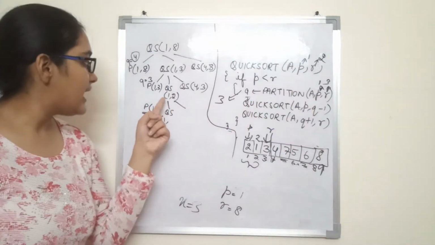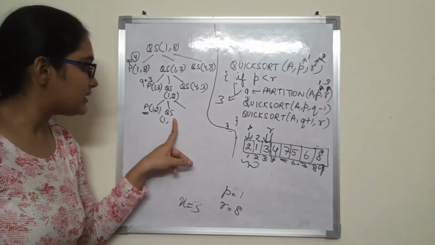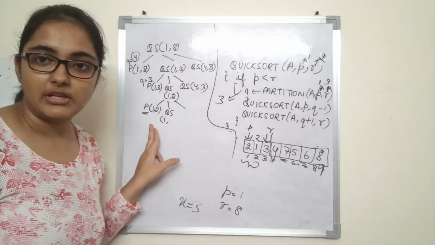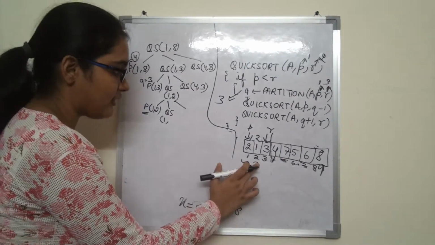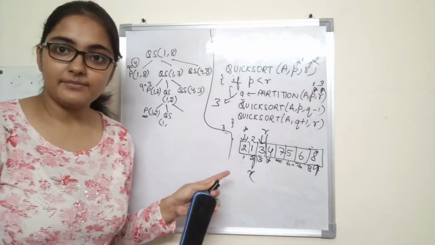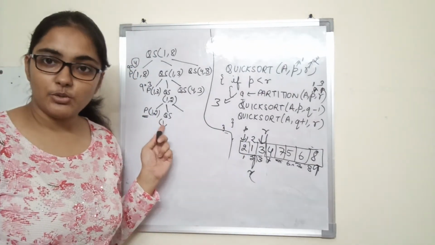So P and R are 1 and 2 for this case, right? Now it is calling quicksort, and let us see what happens when we call partition on array A from 1 to 2, right? When we call partition on array A from index 1 to 2, P is equal to 1 and R is equal to 2. Why? Because we have called partition with 1 and 2, right?